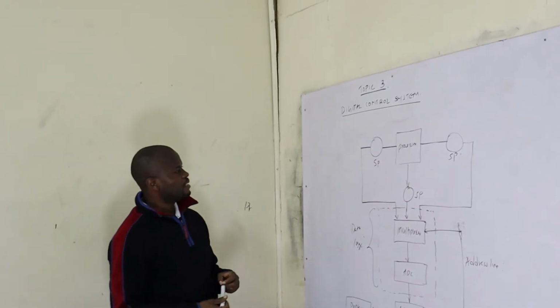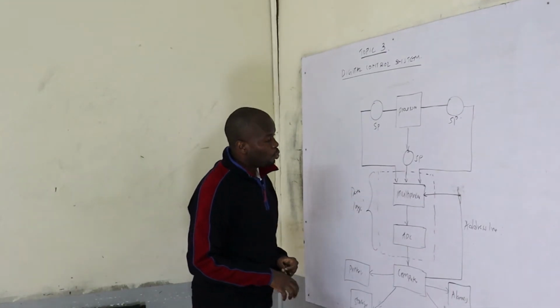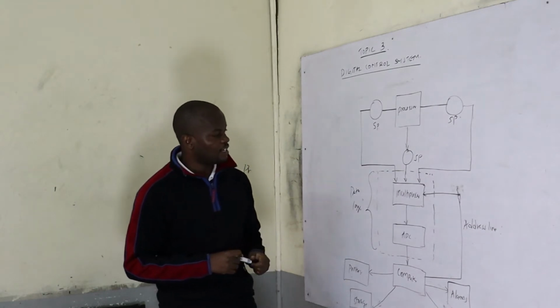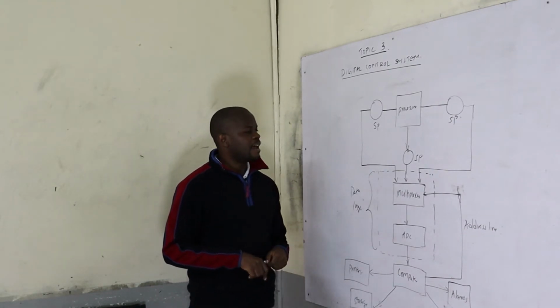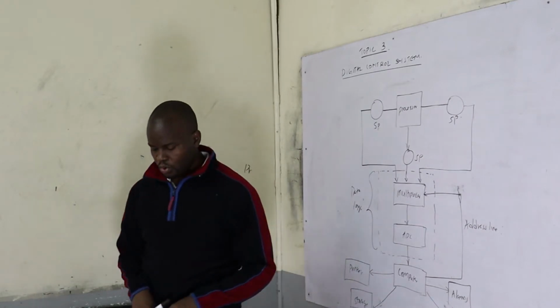So this is a simple block diagram that shows how we can use the data acquisition system, or rather the data logger, as an interface between the real world and the digital computer world.